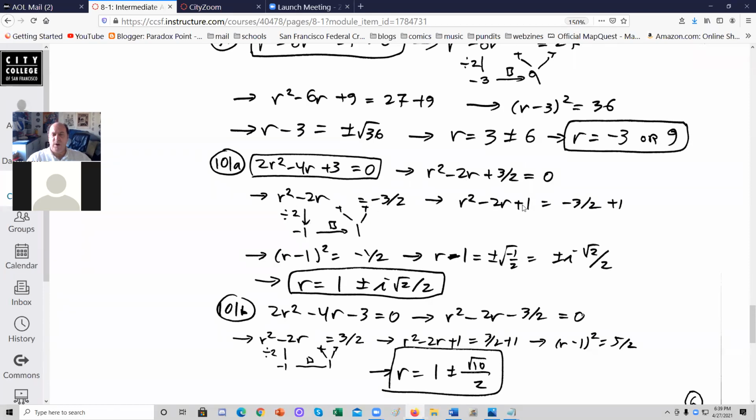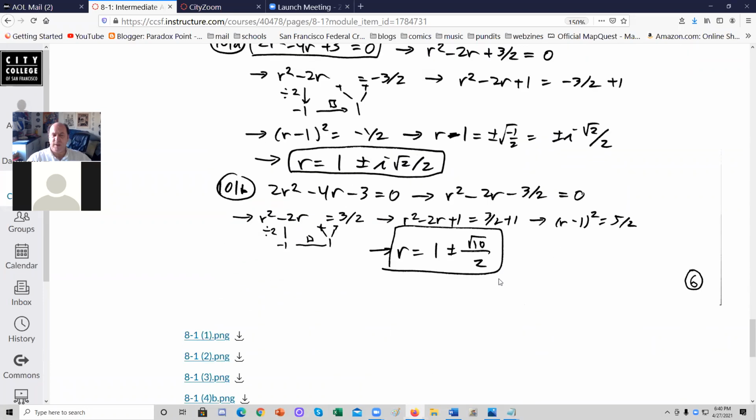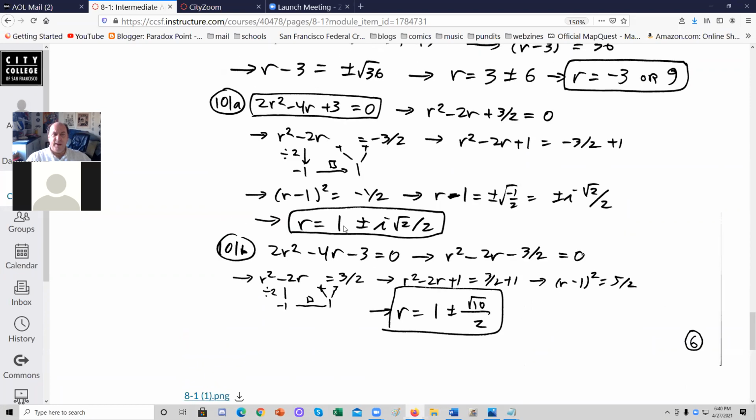r squared minus 2r plus 1 equals minus 3 halves plus 1. This left side is the square of r minus 1. Minus 3 halves plus 1 is minus a half. So r minus 1 squared is minus a half. Taking square roots, r minus 1 is plus or minus root negative a half, which is plus or minus i times root 2 over 2. Add 1 to both sides and get r equals 1 plus or minus i root 2 divided by 2. All right.